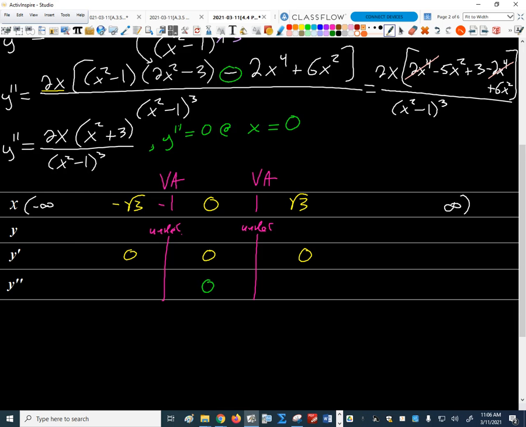Yes or no, can I use the second derivative test at x equals -√3? Yes or no? So again, my question is, can I use the second derivative test? I'll type it in chat. Here's what I want you to respond to.